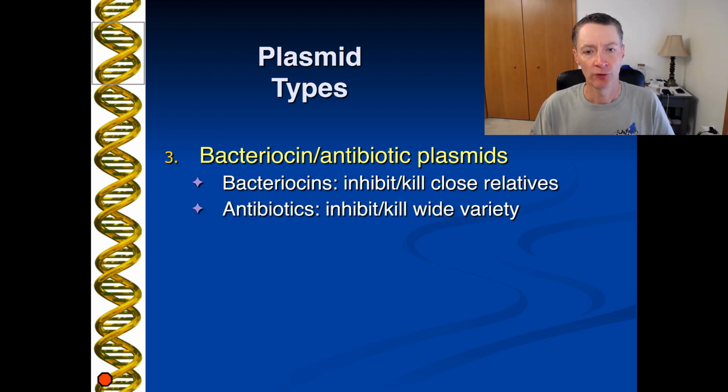Bacteriocins are chemicals that inhibit or kill close relatives, versus antibiotics, which inhibit or kill a wide variety of organisms. All right, so let me give you my analogy for this, and hopefully it'll help. My wife and I used to shoot photography, and we still have a bunch of photography equipment, but we used to shoot part-time. We did weddings. I think we did over 50 weddings, but we don't do it much anymore.